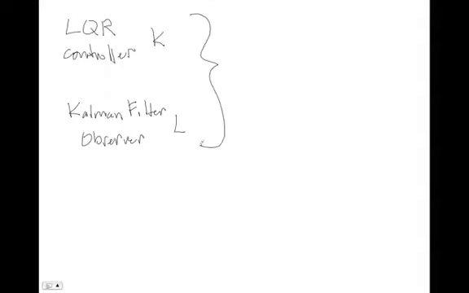if you do both of these things, there's a name for this, and they call it a linear quadratic Gaussian controller. So if someone says they're designing using the LQG method or linear quadratic Gaussian, that simply means design your controller using linear quadratic regulator and design your observer using Kalman filter.